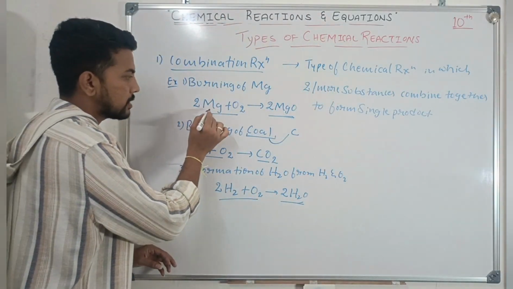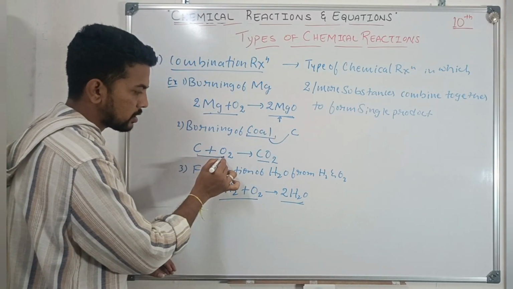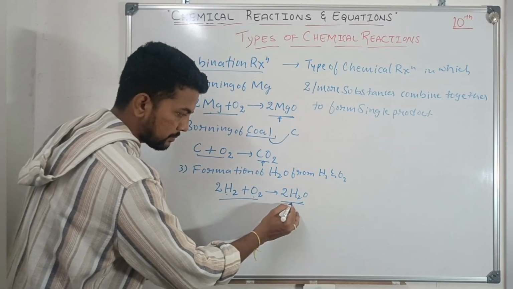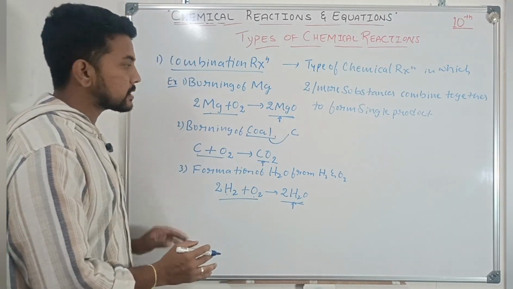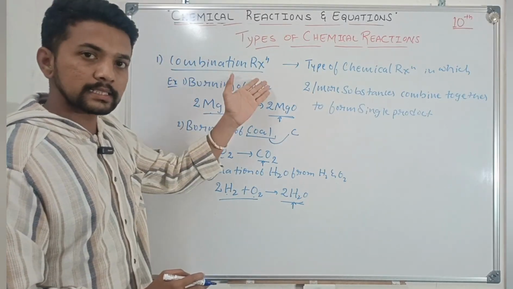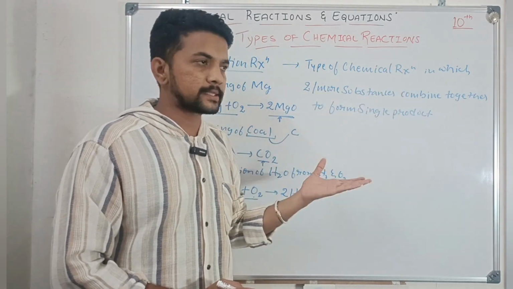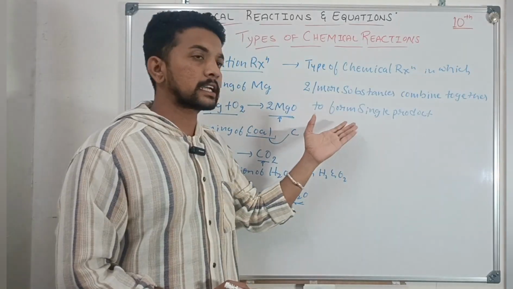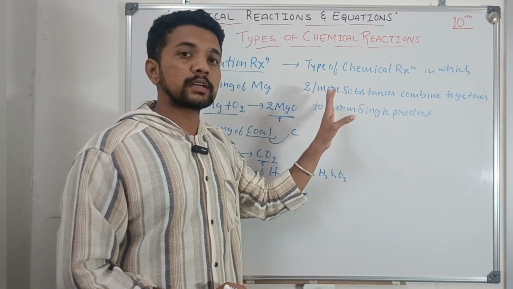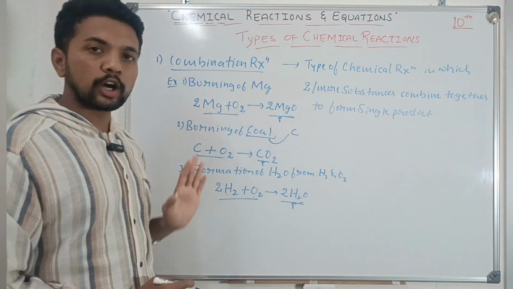Here we can observe: magnesium and oxygen combine to form magnesium oxide, carbon and oxygen combine to form carbon dioxide, hydrogen and oxygen combine to form water molecules. So here the reactants are 2, but the product is only 1. So in general, a combination reaction is a type of chemical reaction in which 2 or more substances combine together to form a single product, or in which 2 or more reactants react with each other and produce a single product.